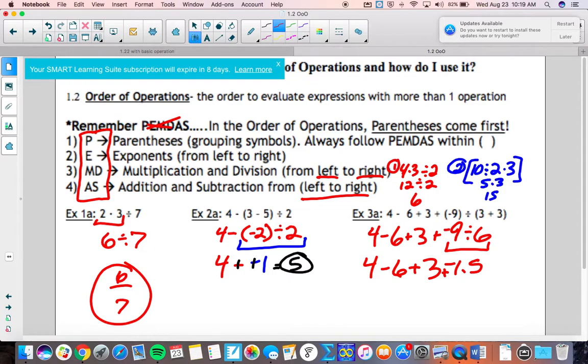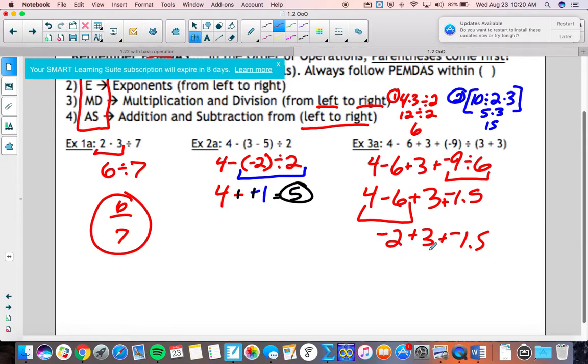There we are. So multiplication and division, we took care of anything that dealt with those operations. Now we do addition and subtraction from left to right. So you read the book from left to right. You read this, it says 4 minus 6. So that's negative 2 plus 3 plus negative 1.5. Keep on rolling. Now we go left to right. So we have negative 2 plus 3, which is 1. Now we go 1 plus negative 1.5.